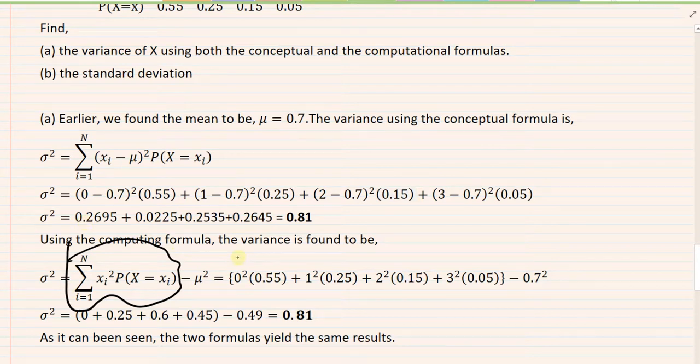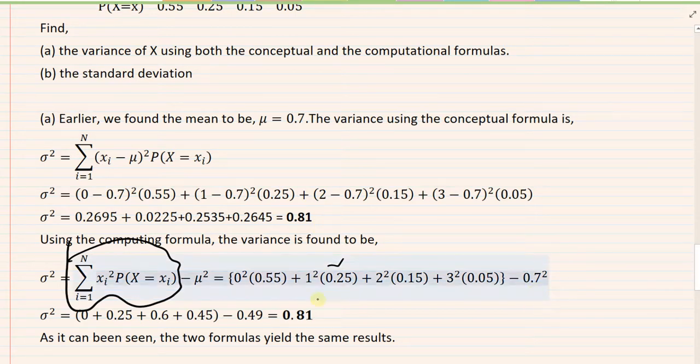So you square the score, the outcome. You square the outcome times its probability, and the next one, and the next one. And then you add those up, and once you've done that, you subtract the square of the mean from it.